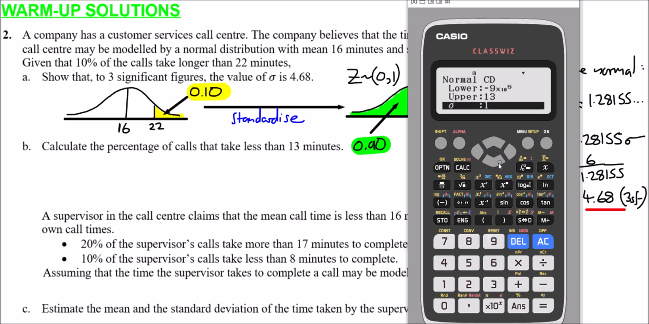Now this time I know what the standard deviation is now. It was 4.68ish. So I just type in the answer from before, which has been stored, and the mean, we were told, of course, is 16. So press equals and equals again. That gives a figure of 0.2608, which as a percentage is approximately 26.08%.